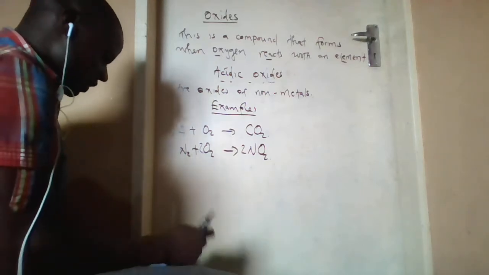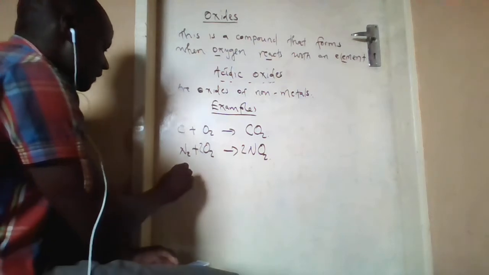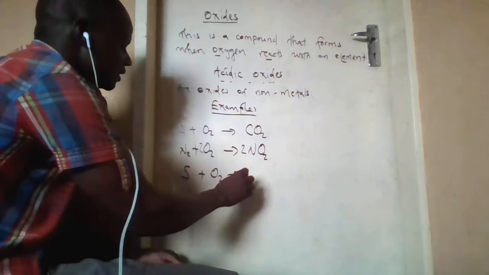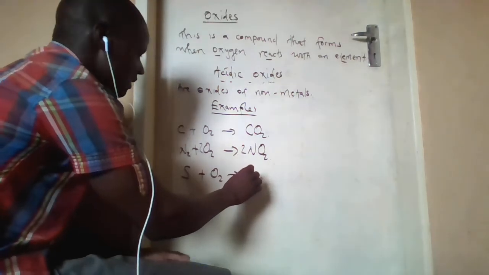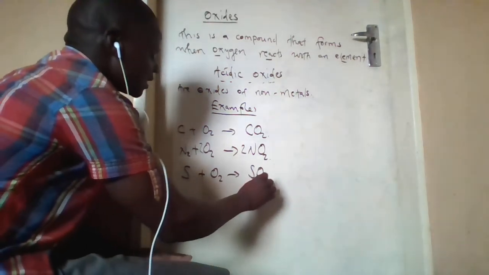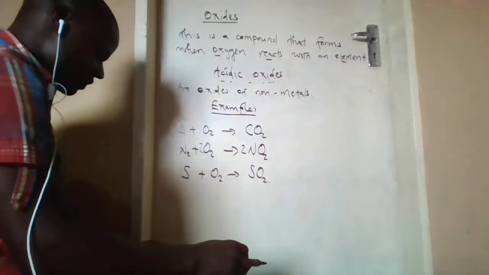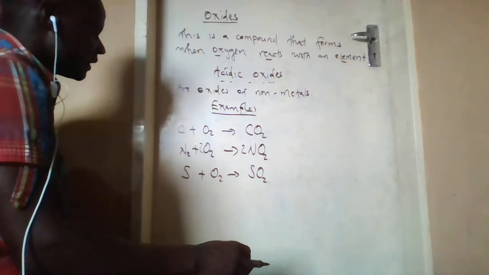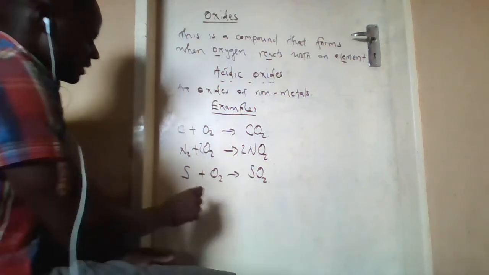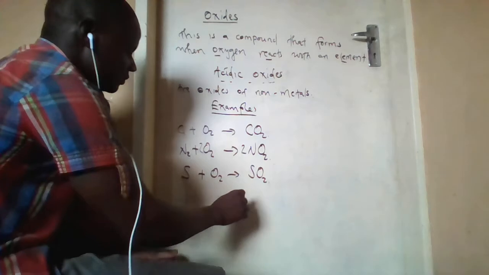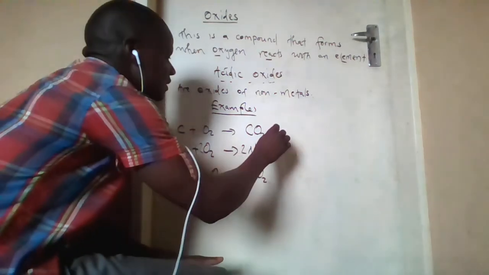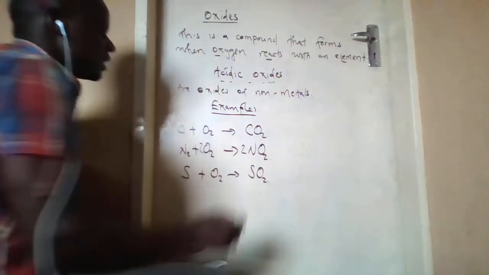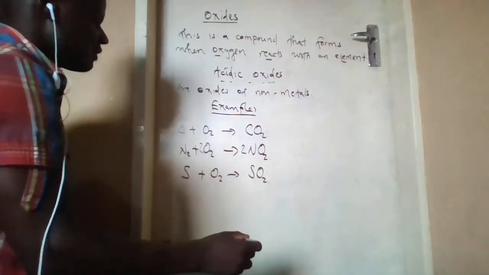The other one that we can look at is sulfur. So when sulfur reacts with oxygen, it forms sulfur dioxide. So this one is also another example of an acidic oxide. We know the names: this is carbon dioxide, this one is nitrogen dioxide, and this one is sulfur dioxide.